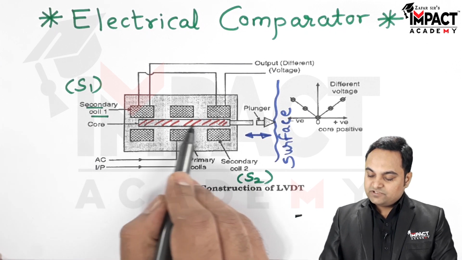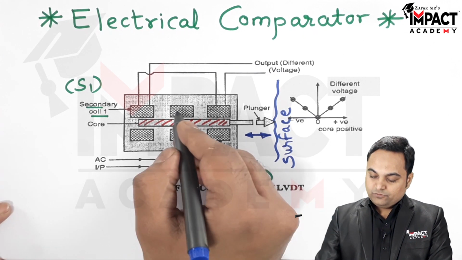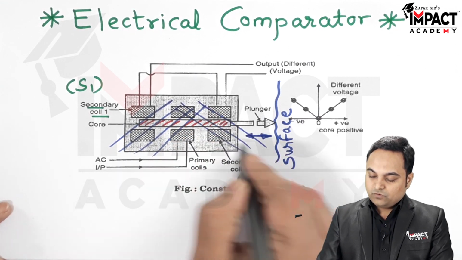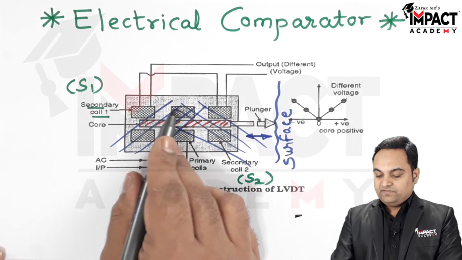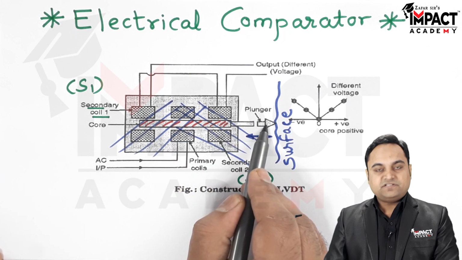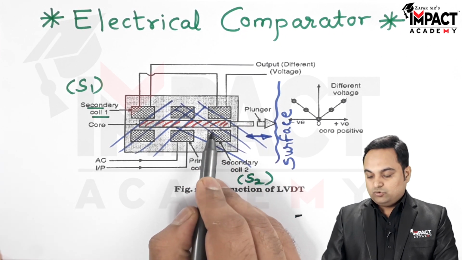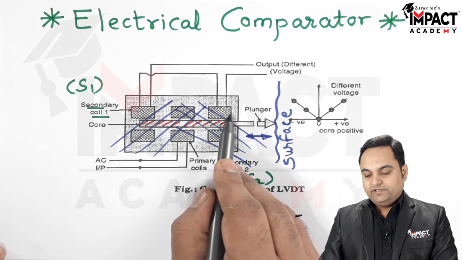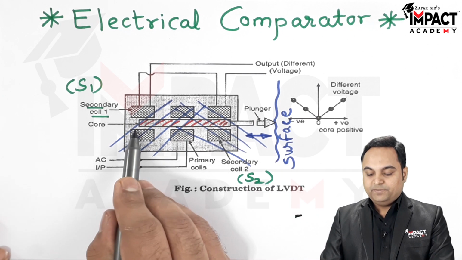Similarly, if this core is moving more towards the right hand side, then due to the primary winding there are various magnetic fields over here, and these lines which I have shown indicate the magnetic field. When the core is moving towards the right hand side, it is cutting more magnetic field which is towards S2. So in S2 more voltage would be induced, and we are going to get the reading of S2 as a greater amount compared to S1.